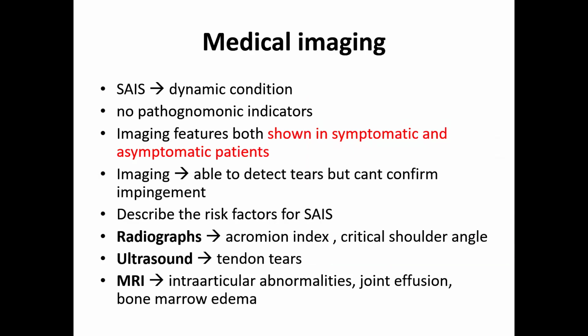In medical imaging, we can use radiograph to see the position of the humeral head during a specific position. Along with that, we can use ultrasound for tendon tears, and MRI can be used if the patient is suspicious for some tendon tear or joint effusion or intraarticular abnormalities.